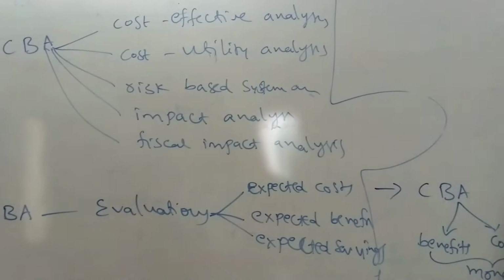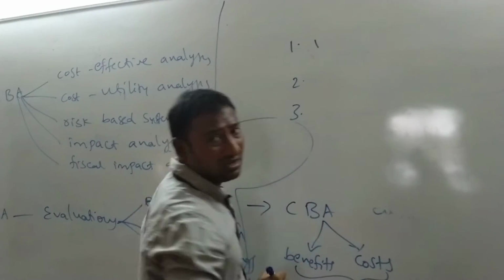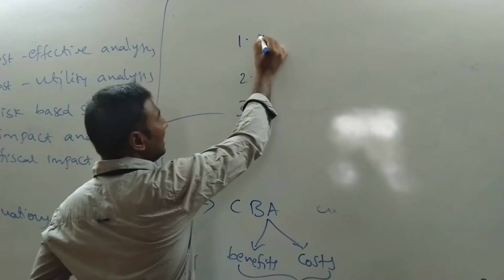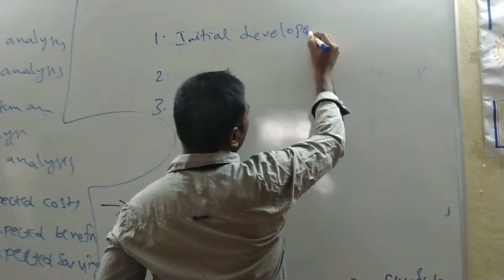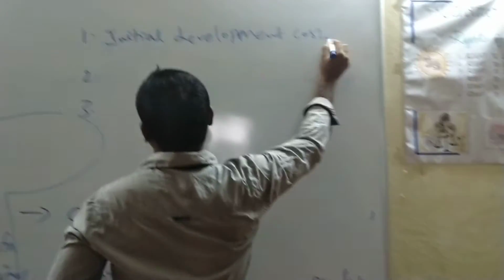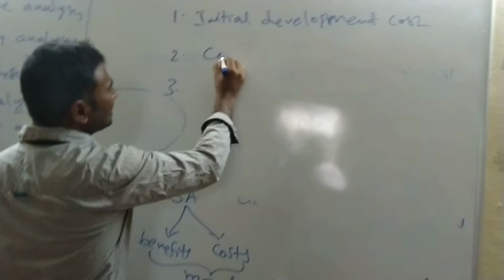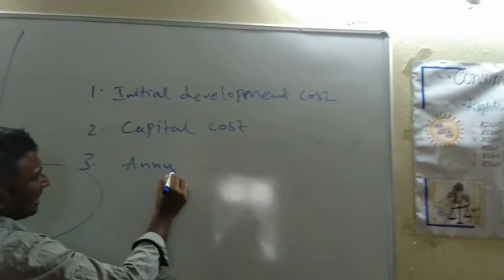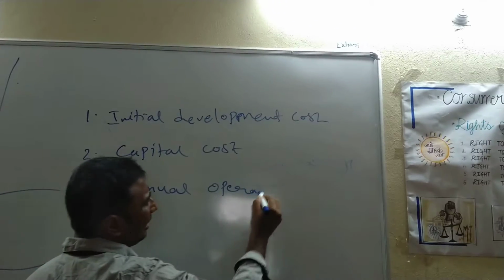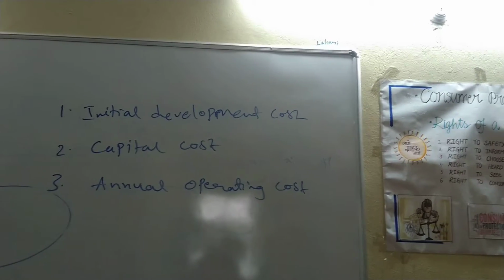First one is initial development cost. Second one is capital cost. Third one is annual operating cost. So now coming to the first one, initial development cost.